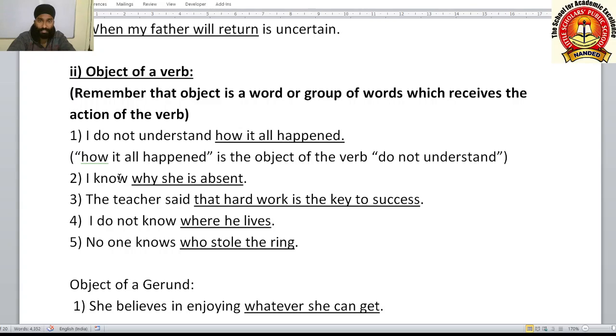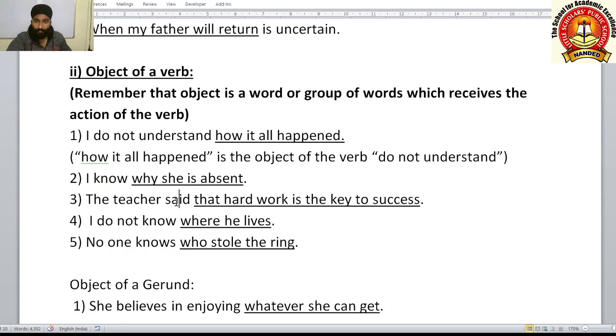This is the question we are asking. What is the key word here? Key question here: if you ask what question along with the main verb and the subject, then here you will get the answer, and whatever answer you get will be your noun clause. Why she is absent, this I know.